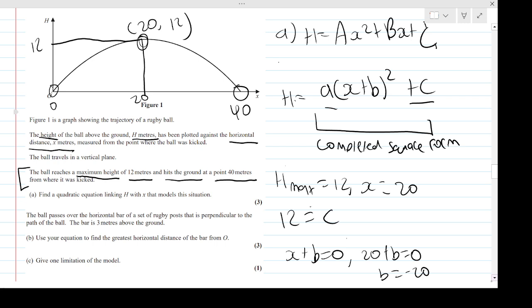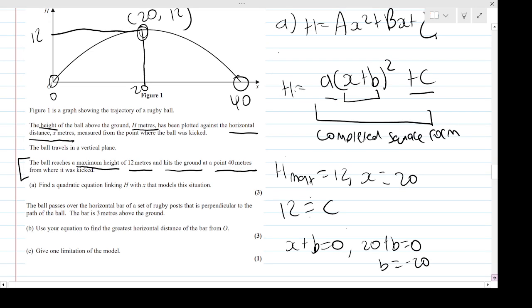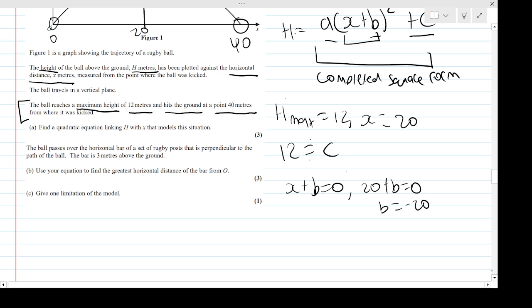right? Because when the bracket is set to 0 to give the maximum height of 12, when the bracket's 0, that means x plus b equals 0, which is here. But we know the x value of the point is 20. So therefore we can set 20 add b to 0 to get b's minus 20. Okay, cool. Now we actually found the two values already. We found b and c. Let's then fill that in. So h is going to be a, lots of x minus 20 all squared, plus 12. Okay, so that's h.